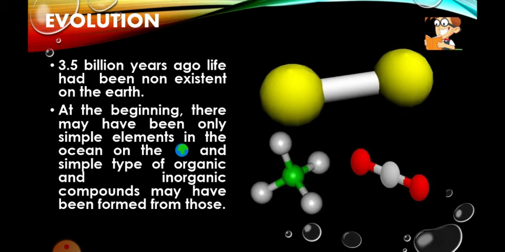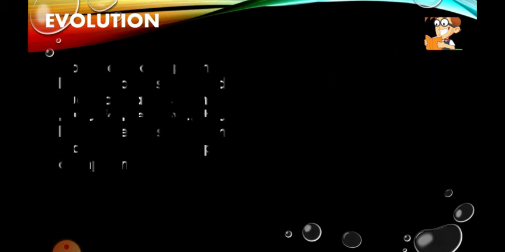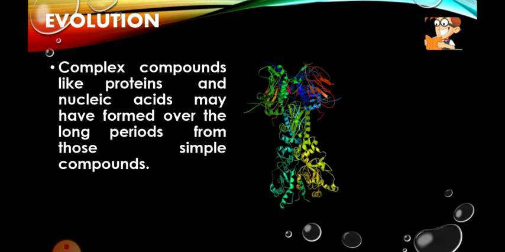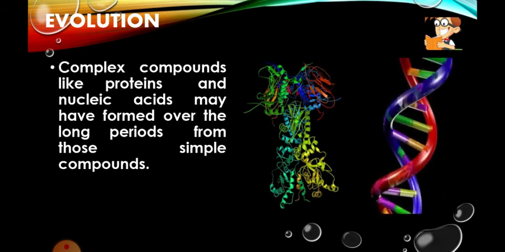Then it is also said that from these compounds, complex compounds were formed, like proteins and nucleic acids. Last year you learned about DNA and RNA. These two acids are called nucleic acids. So from simple organic and inorganic compounds, it was believed that complex compounds were formed. Organic compounds mean those formed from carbon. From simple organic and inorganic compounds, complex organic compounds like proteins and nucleic acids were formed over long periods.